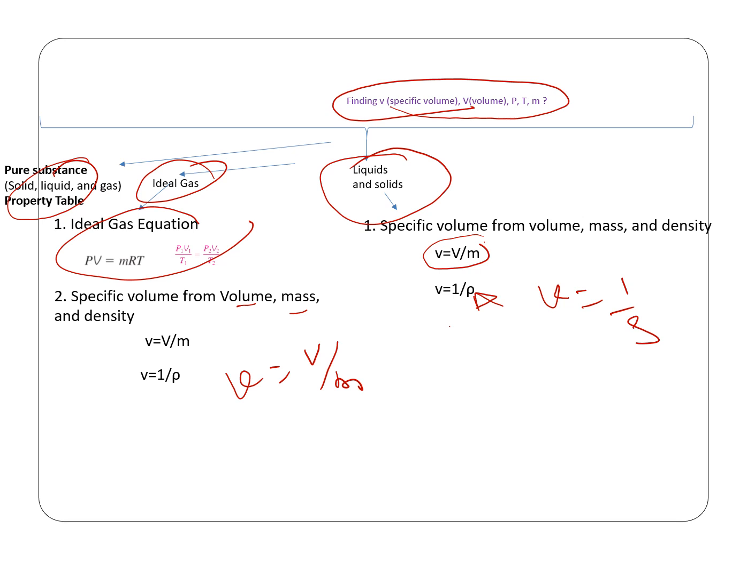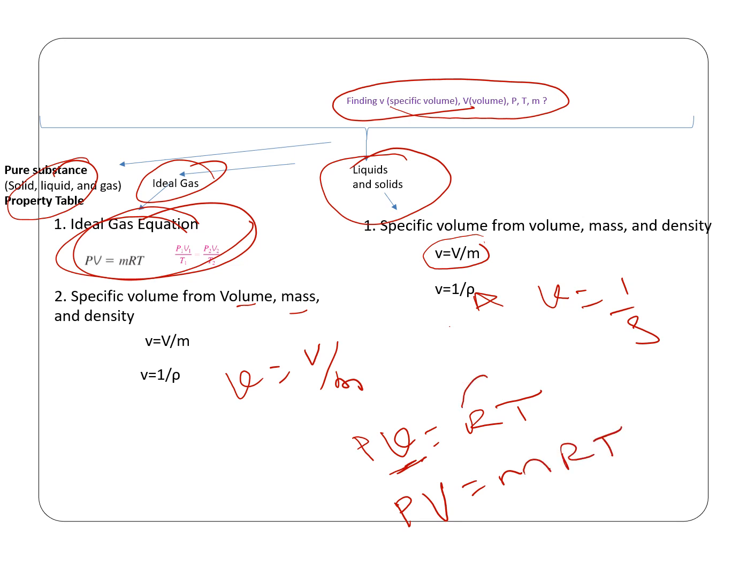If it is an ideal gas, you can always use the ideal gas equation, not just for this, for any ideal gas: Pv equals RT, where v is specific volume, and if you write PV, where V is volume, then it becomes mRT. And R is the gas constant. Depending on what gas you have, there is a different value of the gas constant, which you can get from the appendix.